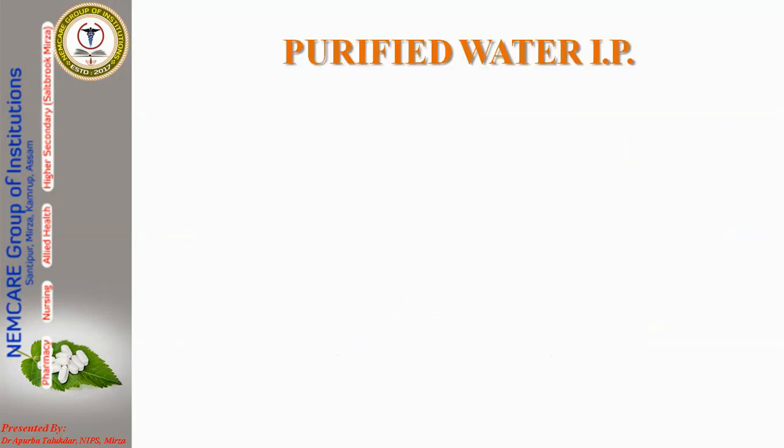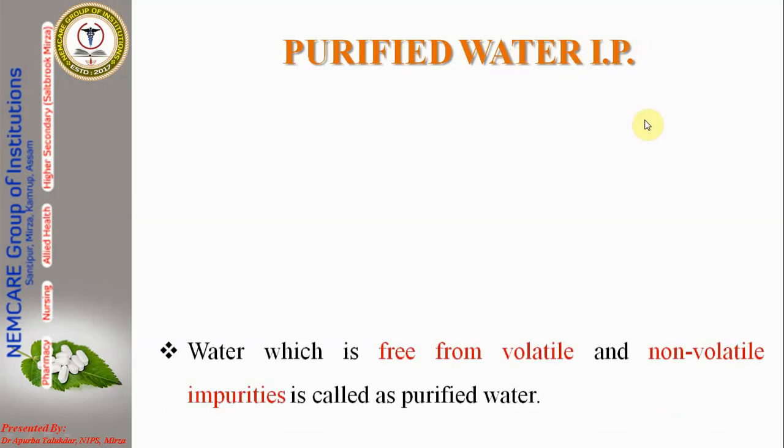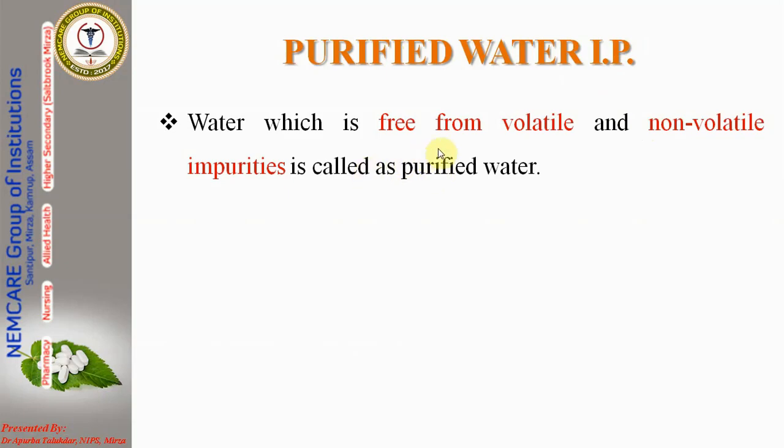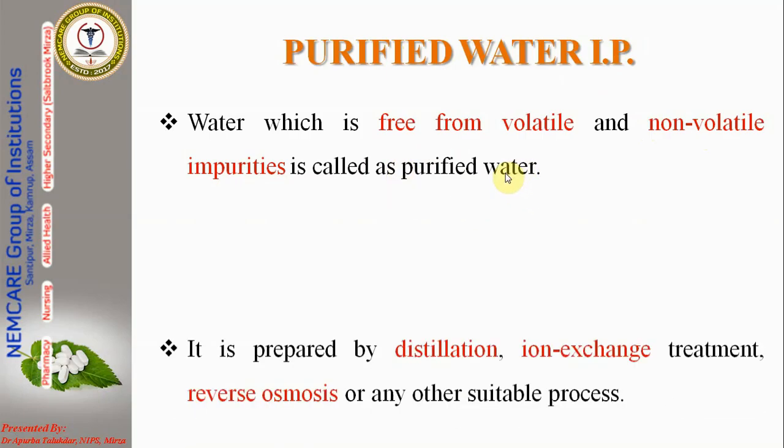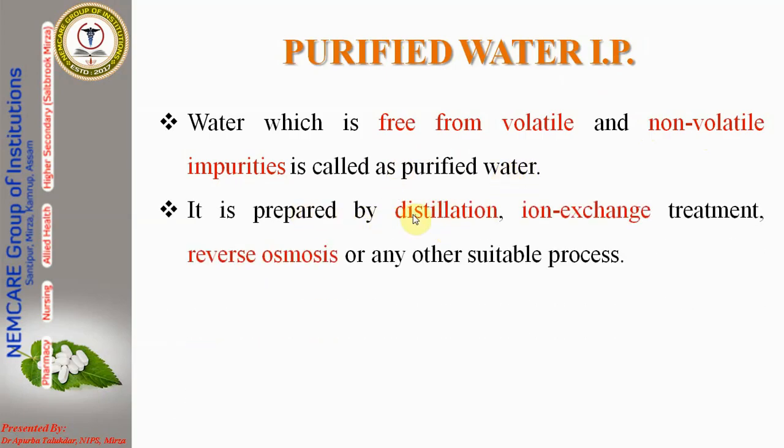Coming to the next topic, that is the purified water, IP. The water which is free from volatile and non-volatile impurities is called purified water. It is prepared by distillation, ion exchange treatment, or reverse osmosis, or any other suitable process.